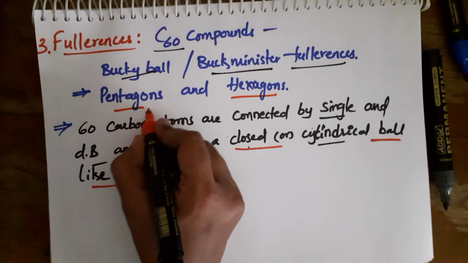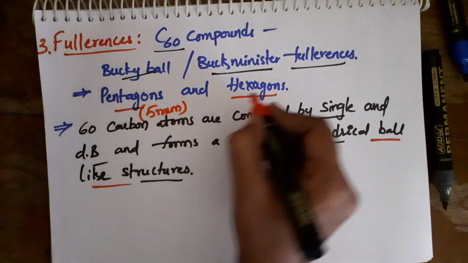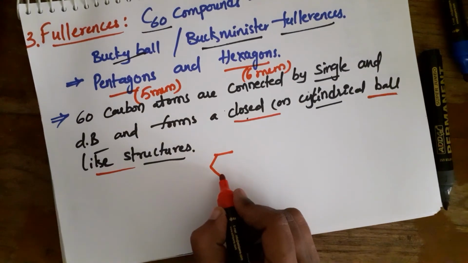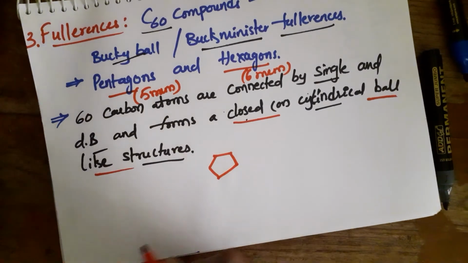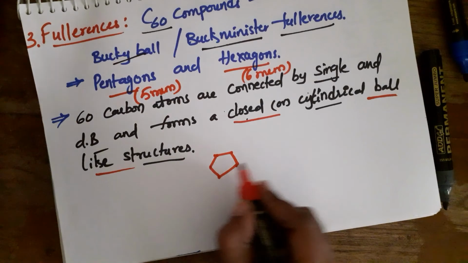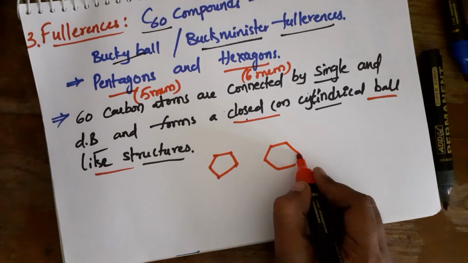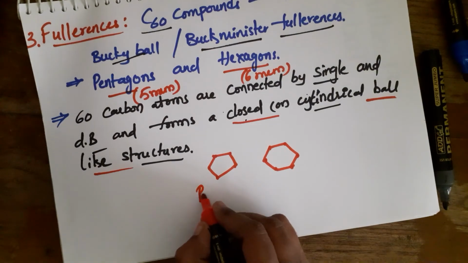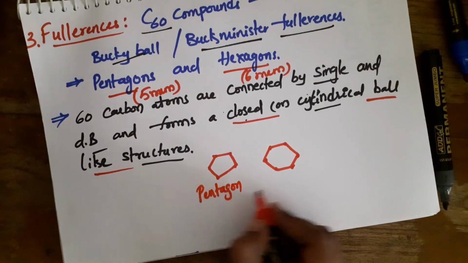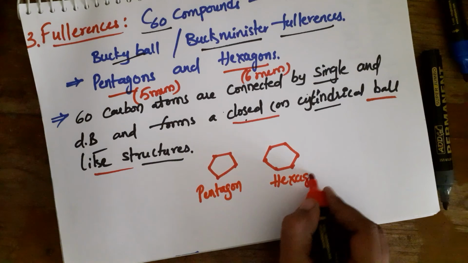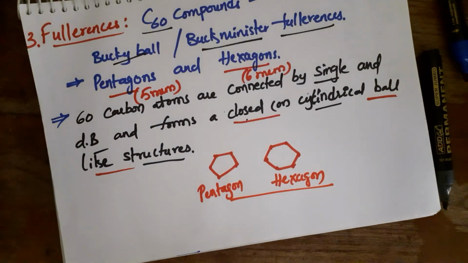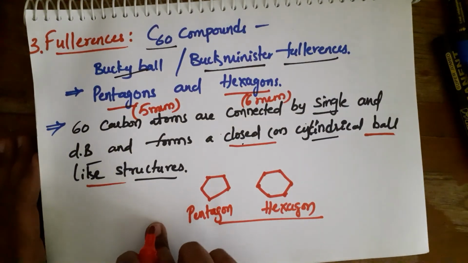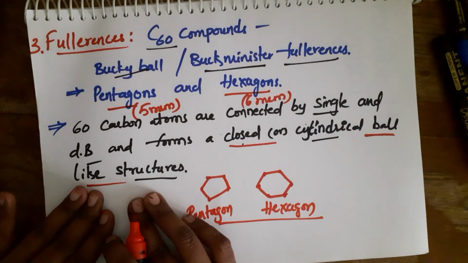Pentagons mean 5-membered rings, and hexagons mean 6-membered rings. A pentagon means 5 carbon atoms arranged like this, 1, 2, 3, 4, 5, and a hexagon means 6 carbons, 1, 2, 3, 4, 5, 6. This is a pentagon, and this is a hexagon. With this we can finish catenation, tetracovalency and allotropes of carbon.